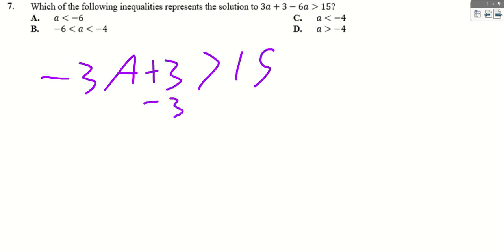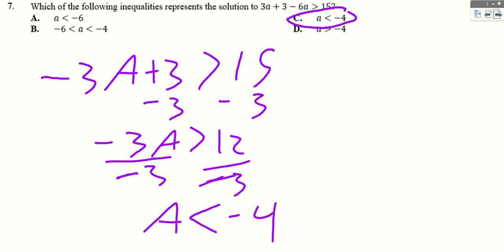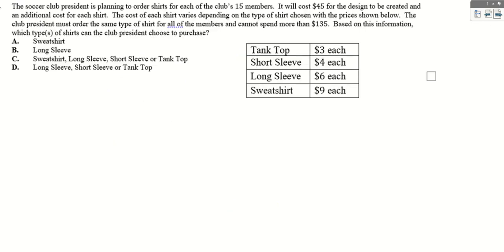Okay, I'm going to combine like terms, and I get plus 3 and minus 6a, and I get minus 3a plus 3 is greater than 15. Subtract 3 from both sides. I get minus 3a is greater than 12. Divide by negative 3 to both sides. A is now less than, because we divided by a negative, negative 4. So a is less than negative 4.